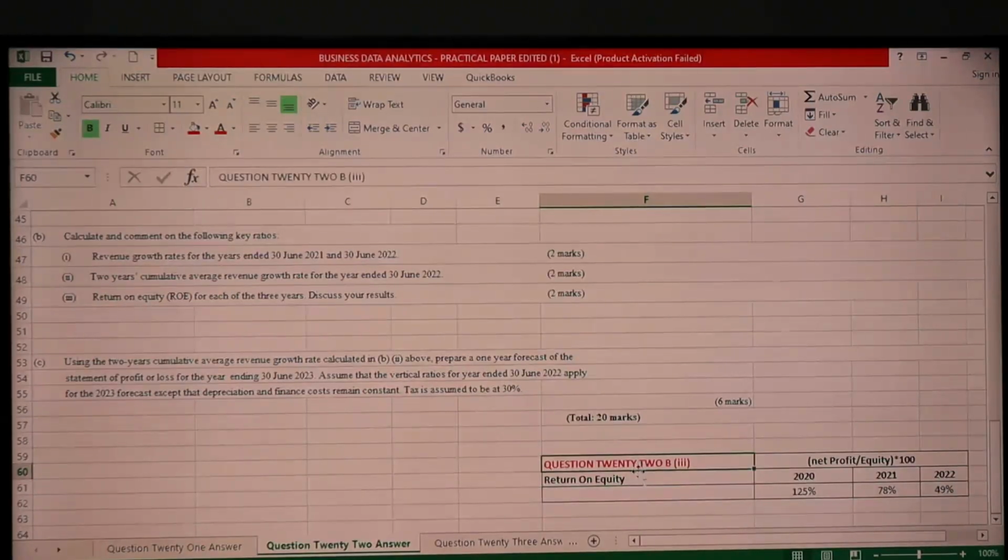That is this return on equity. So you have seen that someone got this 8. How did you get 8%? How did you get 8, 13, and 13? Which cell are you referring to? Or which is your formula? Because it is the right formula.